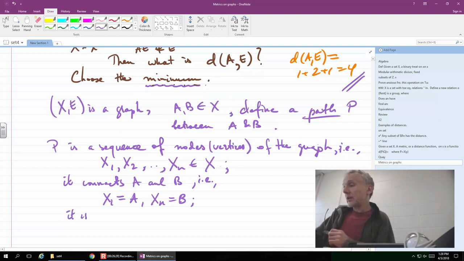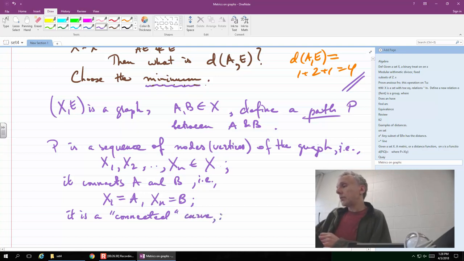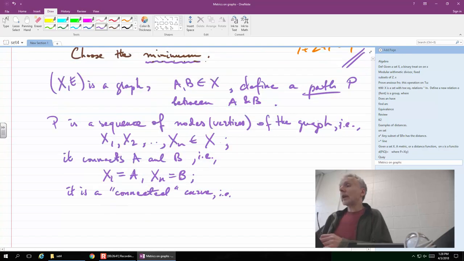So I say it is a connected curve. That's what you expect from a path. So we have to explain it once again in terms of all these nodes and edges. So what are the edges? What allows us to move from x1 to x2? An edge. Otherwise these points are arbitrary.